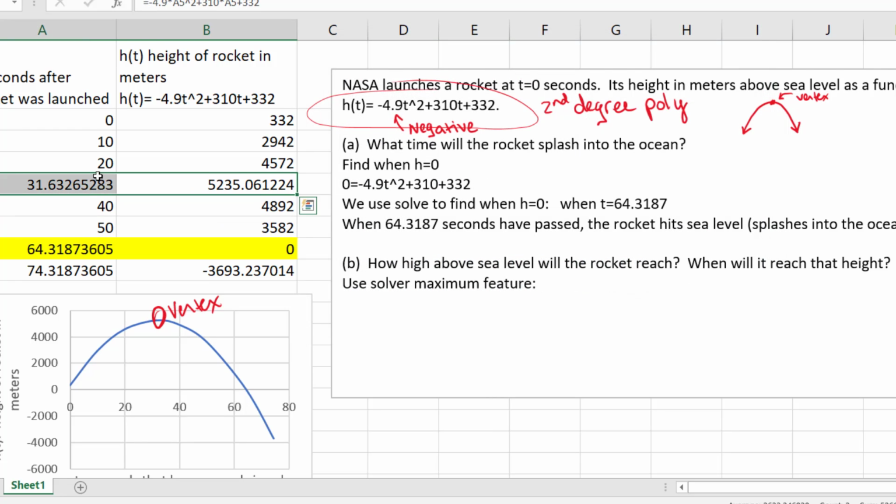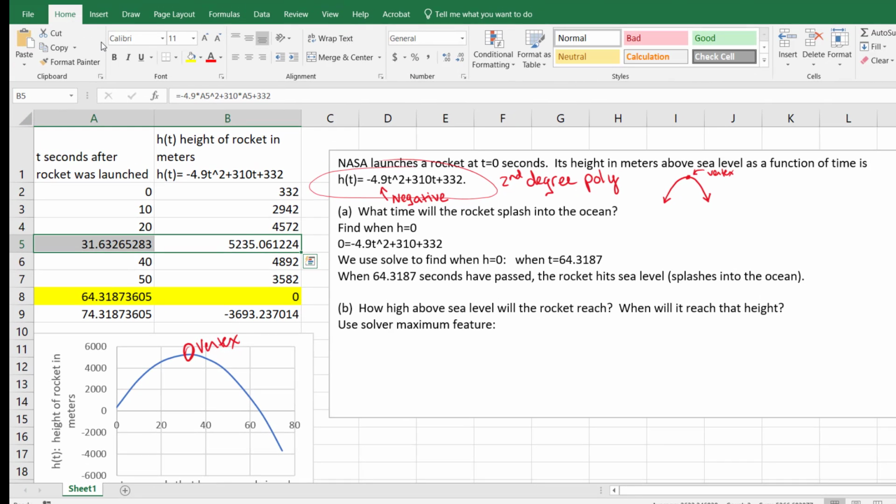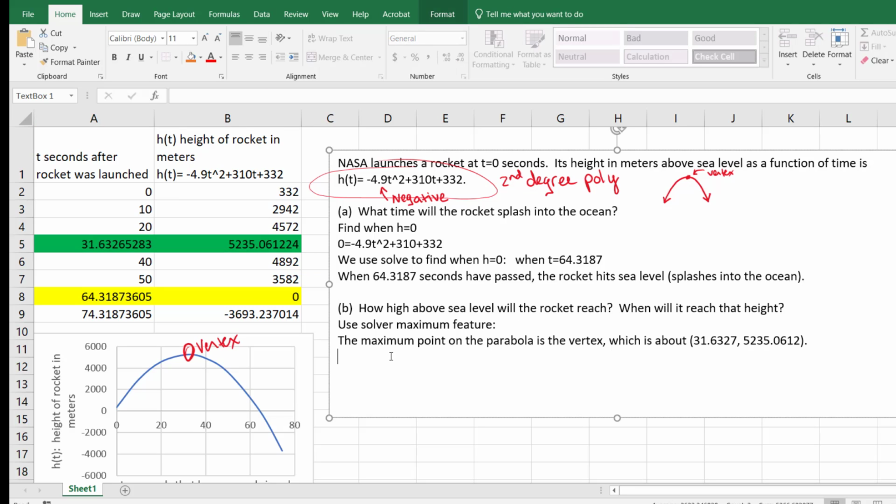it says that when the t is 31.6327 approximately, the height, h, is 5235.0612. In context, that tells us the rocket reaches its highest point, which is 5235.0612 meters, after 31.6327 seconds.